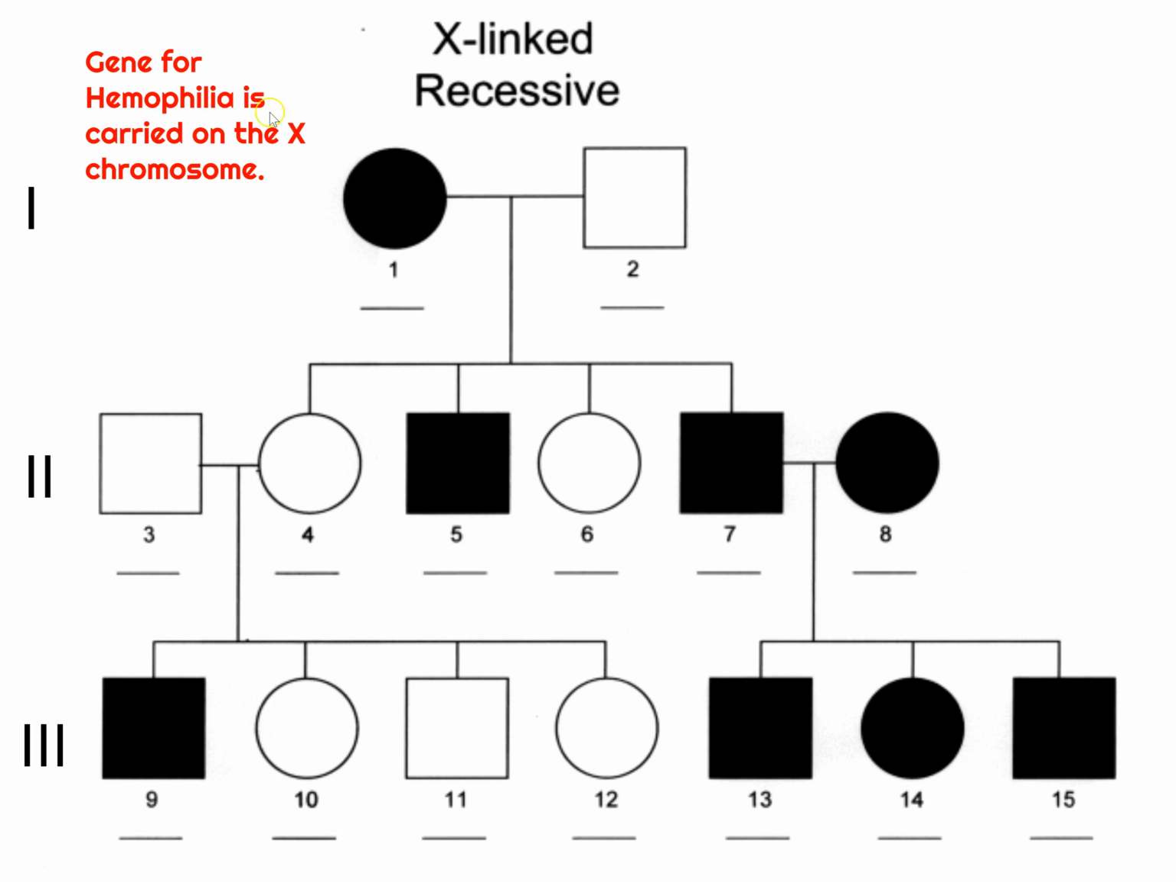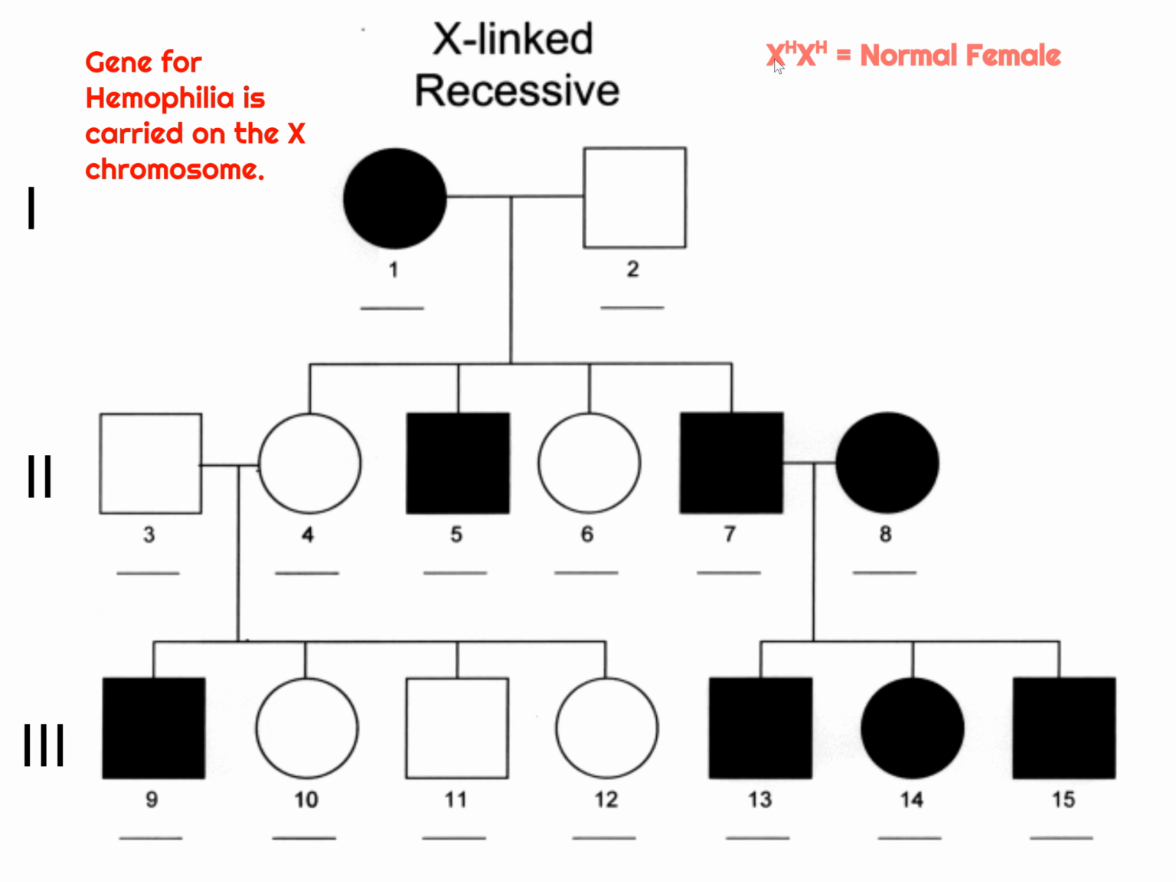Okay, last one is sex-linked. And so the gene for hemophilia, which is a blood disorder, your blood does not clot properly. So if you start bleeding, it's hard for you to stop. That disorder is carried on the X chromosome. So remember, females have XX and males have XY. So the way we write these X-linked disorders is we write them as a superscript above the X.